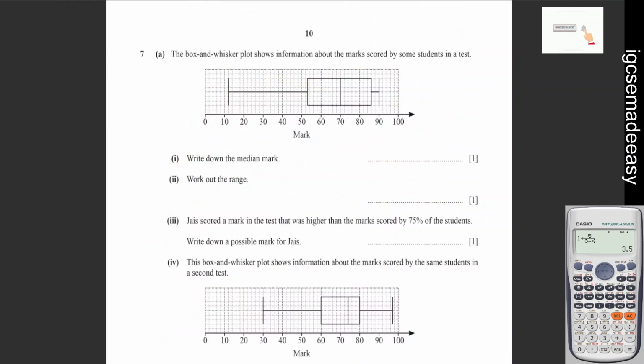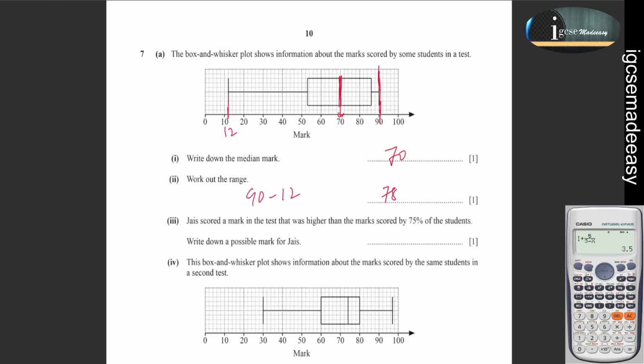Question number 7. The box and whisker plot shows information about the marks scored by some students in the test. Write down the median marks. The median marks is exactly this line, right? That shows 70, so the median will be 70. Work out the range. The range will be the maximum value, that is 90, minus the minimum value, it shows 12. So 90 minus 12 gives you the range, that is equals 78.